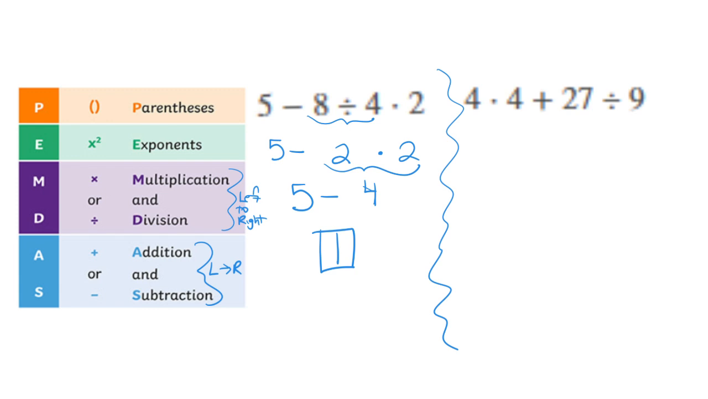Okay, let's try this next one. Again, going down my list, there are no parentheses and there are no exponents, but I do see multiplication and division, so I'm going to do that left to right. So there's a 16 plus 27 divided by 9.